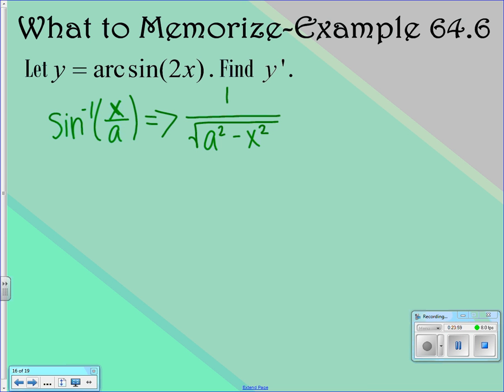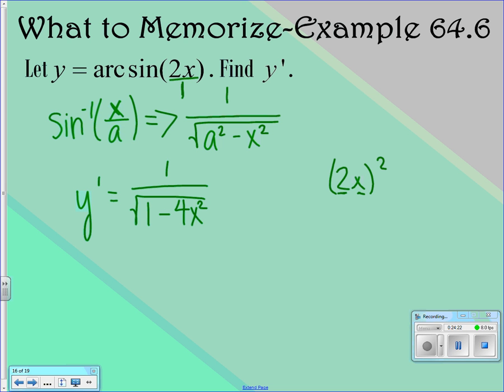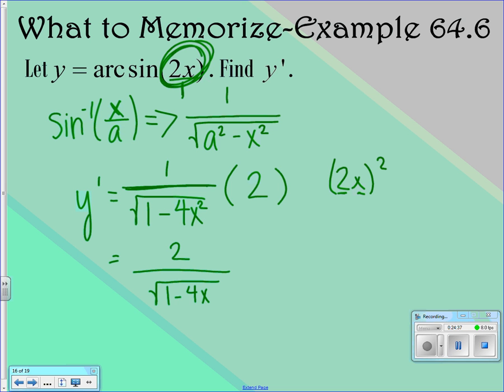And so I'm going to have an x of 2x and an a, well, it's over 1, so my a is actually just 1. So my derivative is going to be 1 over, a is 1, so 1 squared is 1, and then my x is actually 2x, so 2x squared, it's going to have to square both the 2 and the x to make 4x squared. But then I have to remember to multiply this by the derivative of 2x. Derivative of 2x is 2. So I'm going to have an answer of 2 over the square root of 1 minus 4x squared. And so this here is your answer.